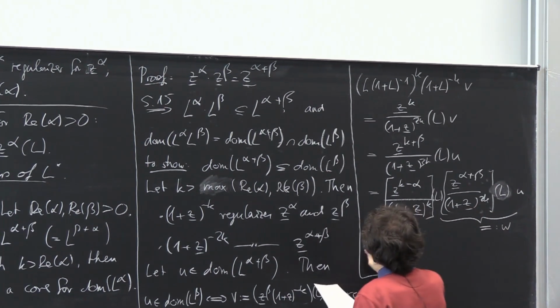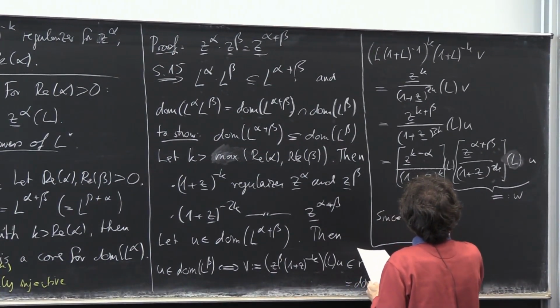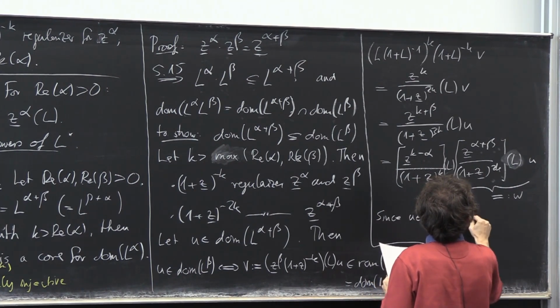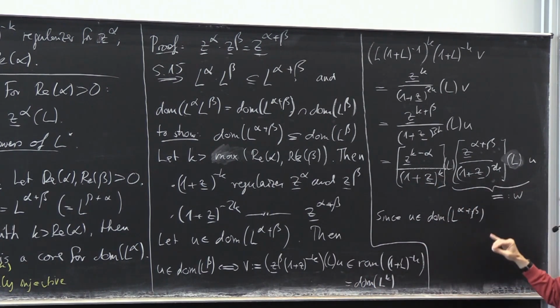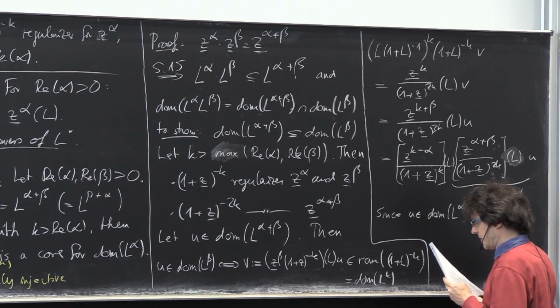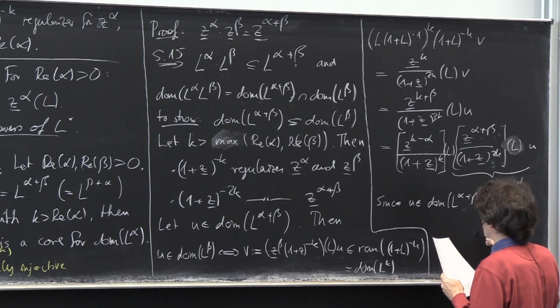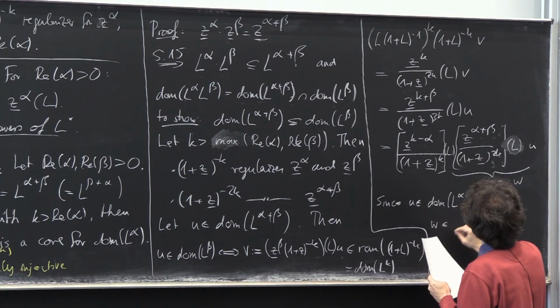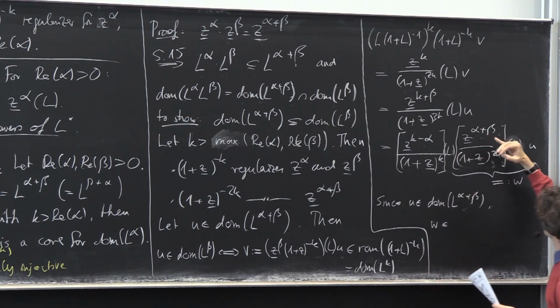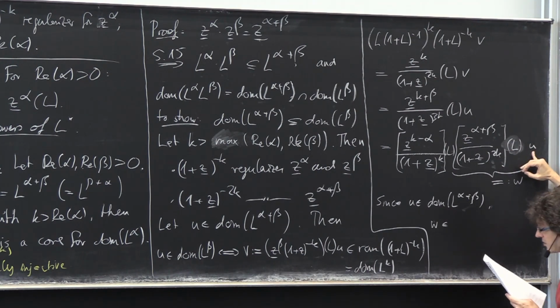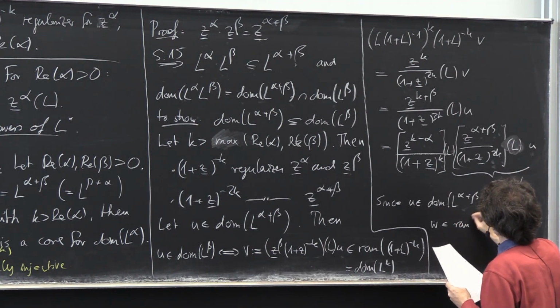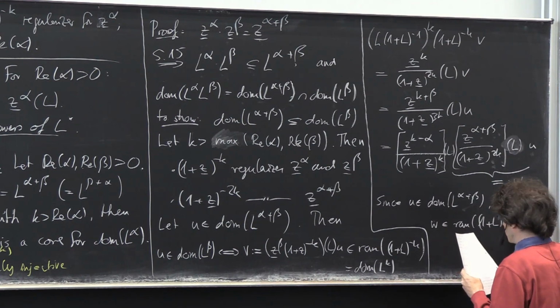And now, where is this W? So I know that U is in the domain of L to the alpha plus beta. This means that if I multiply the underlying function with the corresponding regularizer, I'll end up in the range of the regularizer. So what we get is that W, so the function regularized, L applied to U, must be in the range of the regularizer, so this is in the range of 1 plus L to the minus 2k.